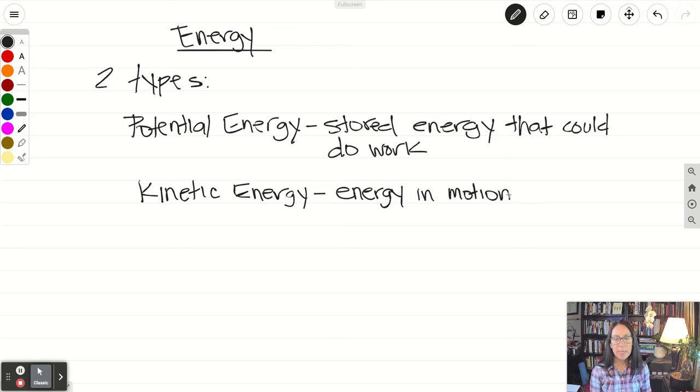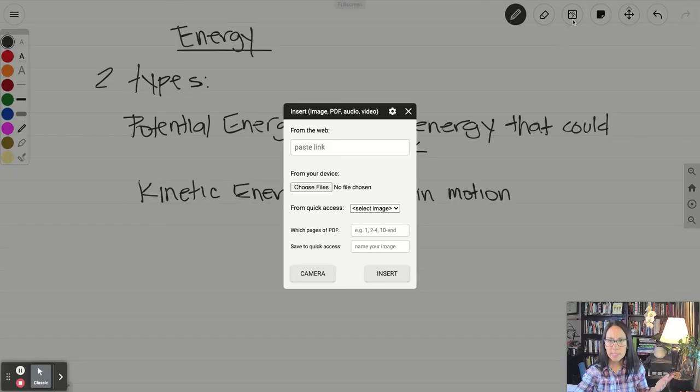This is like a physics concept, and it applies to everything. It applies to non-living things, and it applies to living things. This class is biology, which means we focus on living things, so we're just going to focus on living things. But I just want you to know that this can apply to non-living things too. Let me show you some pictures, and I just want you to think about what type of energy this picture represents.